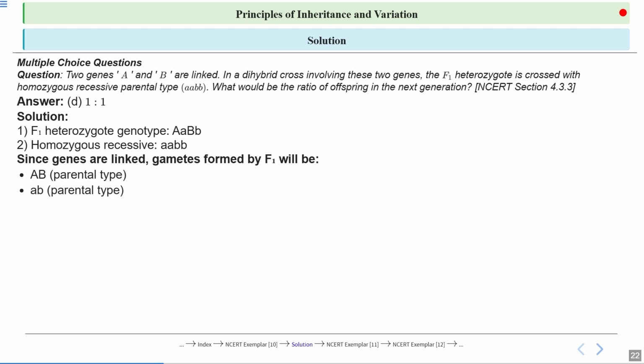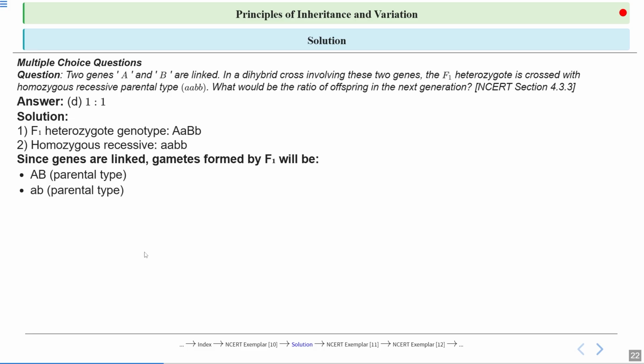So since genes are linked, the gametes formed by F1 will be, okay, these are the gametes formed by the F1 generation. AB, it will form the parental type, and small a, small b, these are the parental types. So actually they are saying that the two genes are linked together. That's why you are not getting a 1:1:1:1 ratio. Otherwise, you would have got a 1:1:1:1 ratio. But the genes are linked together, okay? That's why you are getting 1:1, option number D.